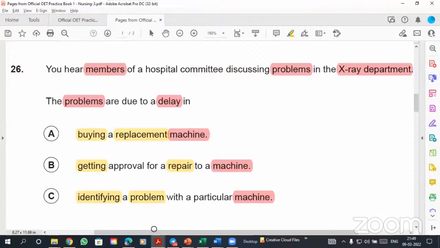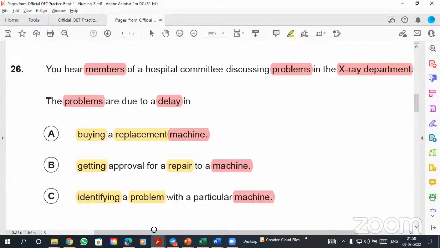First one is identification of the problem. Second one is repair to the machine. Third one is replacement. Identification only is a problem. Second, after identification, you have to get it repaired and you are getting an approval. That getting approval is a problem. Third, the problem is there, so you cannot get it repaired, so you are getting a replacement. So try to understand, is it replacement, or is it repair, or is it neither? Repair means the same machine. Replacement means another machine. Problem means not repair, not replacement.